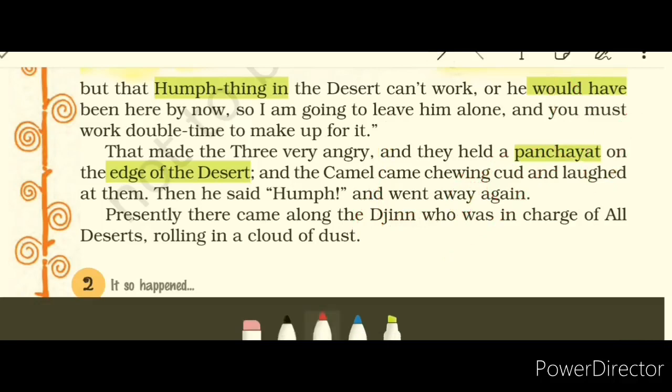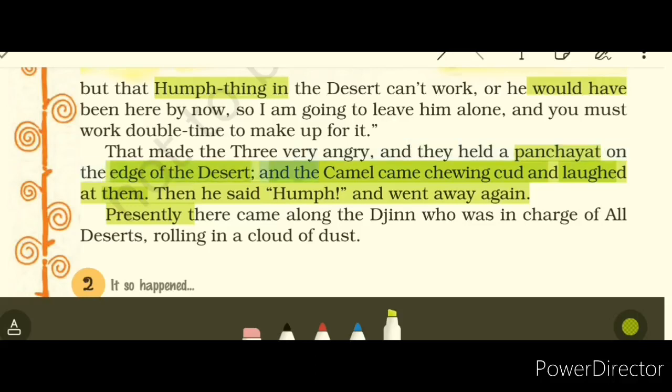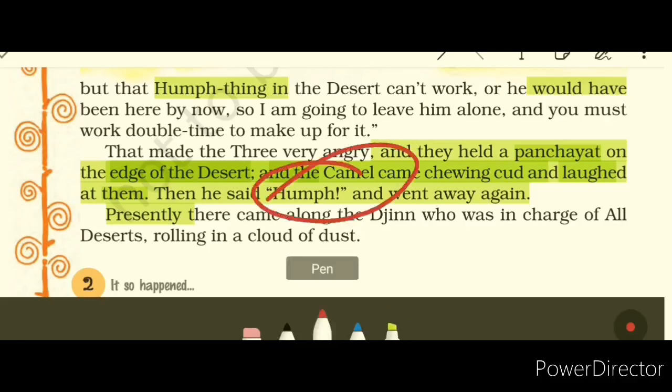So the camel was also invited, apparently. And the camel came chewing cud and laughed at them. Then he said humph and went away. How dare the camel behave that way? They had this panchayat, and the camel simply comes, says humph, has a big laugh, and just walks away as though he was making fun of them.